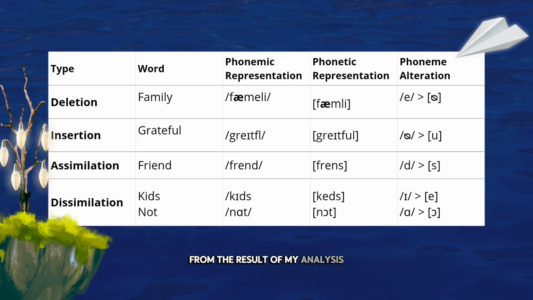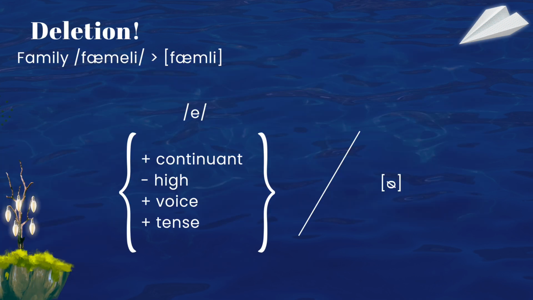From the result of my analysis, I discovered that the participant produced several phonological processes such as deletion, insertion, assimilation, and dissimilation. First, let's discuss the deletion process observed in the participant's speech. Deletion occurs when certain sounds are dropped during pronunciation. In this analysis, the participant produced family instead of family, showing that the sound of A is deleted.